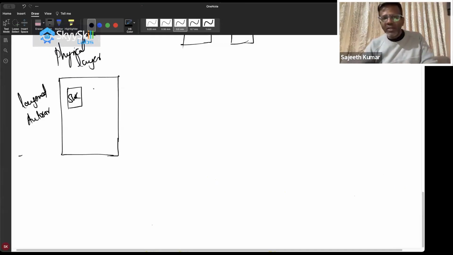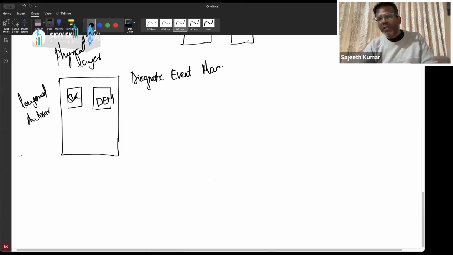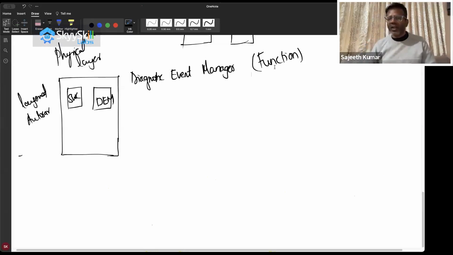And over here, there will be one piece of software which is called the DEM, right? So DEM stands for Diagnostics Event Manager. Right? So don't think that it's a physical thing. It's just a function. It's a software function. It's a C function. And that's called the DEM, which stands for Diagnostics Event Manager.